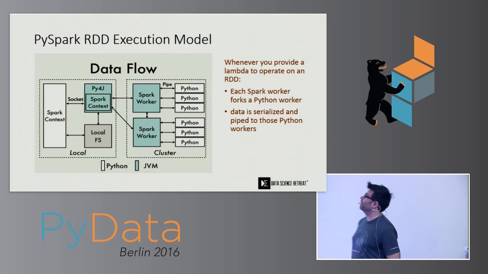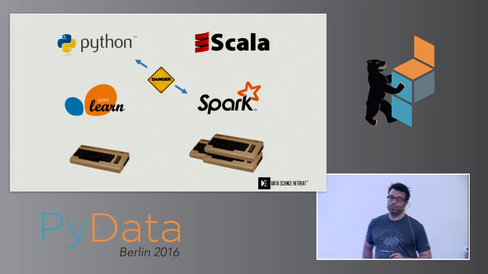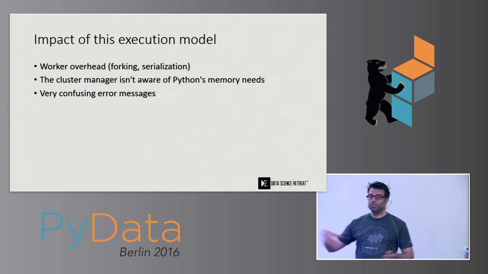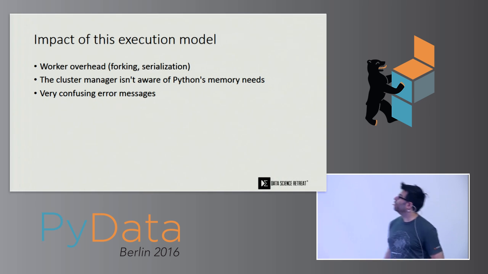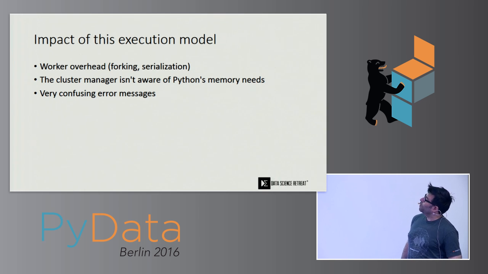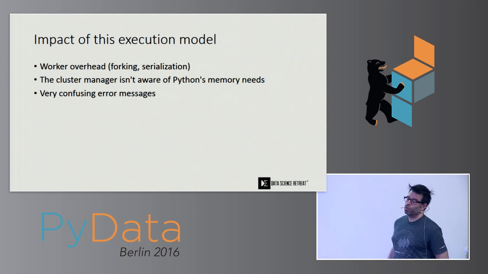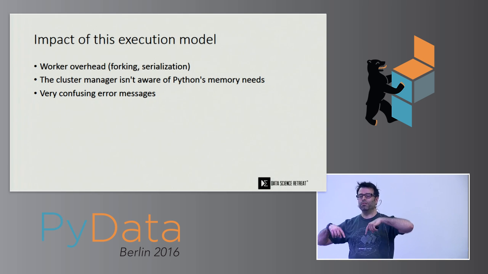Now, there is a solution for that. So remember that I mentioned that there are some dangers. So this is one danger, right? There is some overhead forking and serializing things. There is overhead wrapping objects from one language to the other. But also the cluster manager doesn't know anything about Python memory requirements. And that's problematic, because it's very often the case that Spark chokes on one single node having a data structure that doesn't fit the memory of the node.